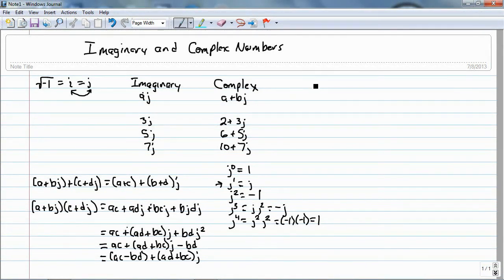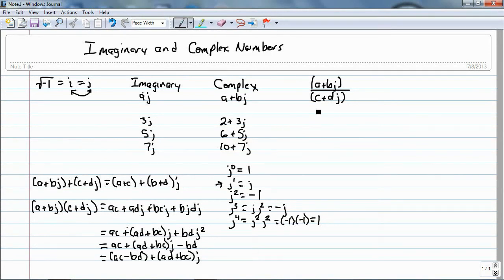Now our last operation is going to be division. So we have A plus BJ over C plus DJ. And if you remember back when we were simplifying problems with square roots, the way that we got rid of the square roots in the denominator was to multiply by 1, but we did it in such a way to get rid of the square root in the bottom, and we did that by using the conjugate.